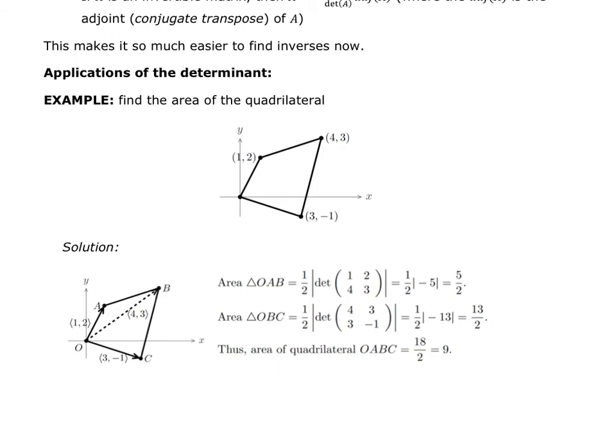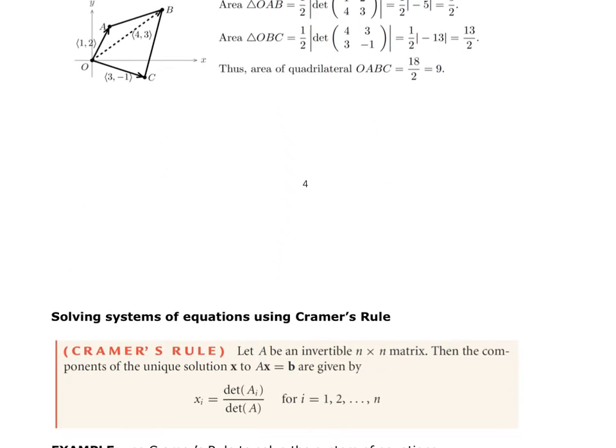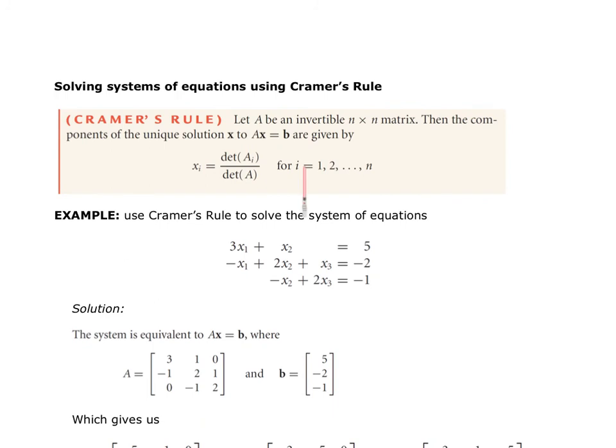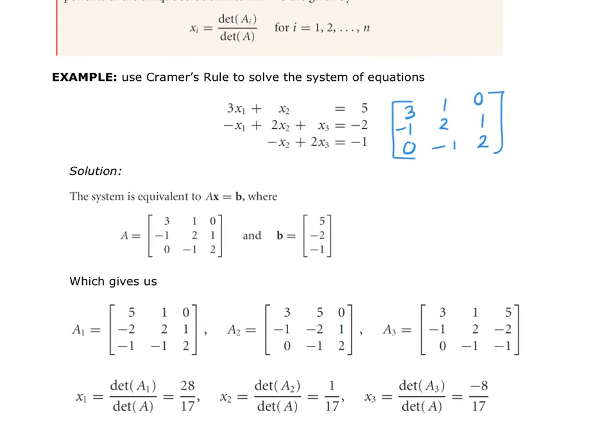So a really nice application of determinants. Another application of determinants is solving systems of equations by using something called Cramer's rule. What Cramer's rule says is, let's find the determinant of this A sub i. My A matrix for this particular example would have been 3, -1, 0, 1, 2, -1, 0, 1, and 2. That is my coefficient matrix. So here is my A matrix. Here is my B matrix.